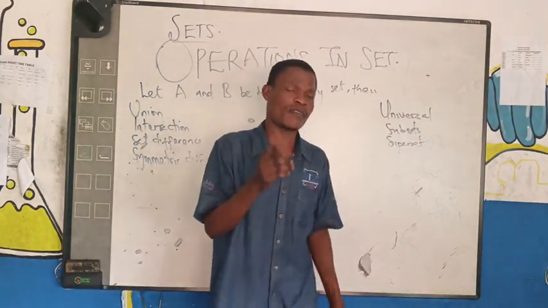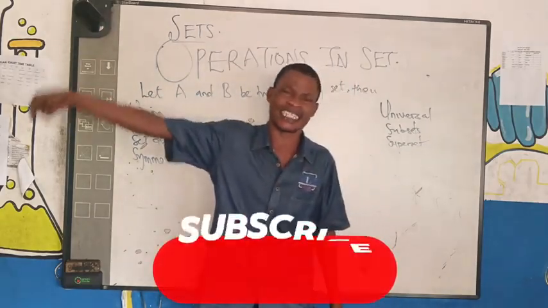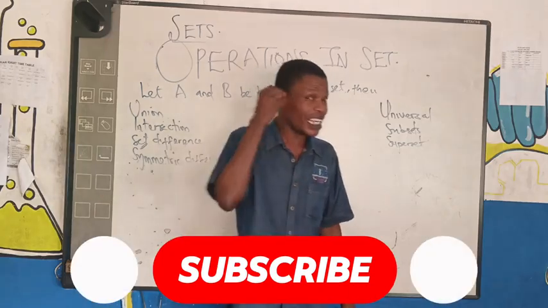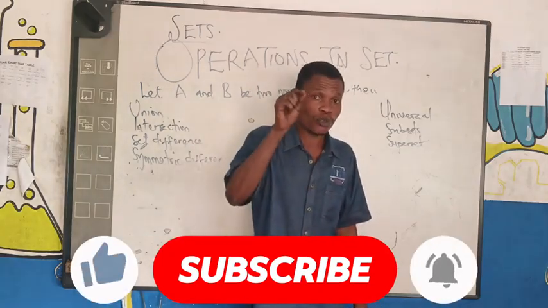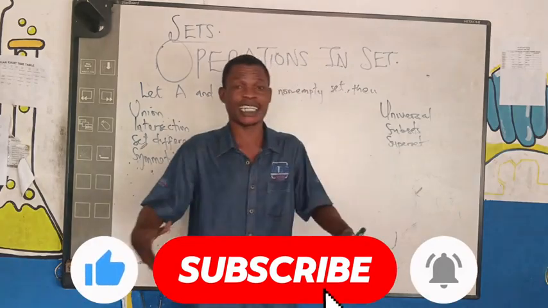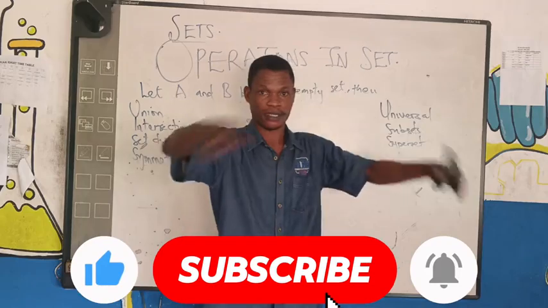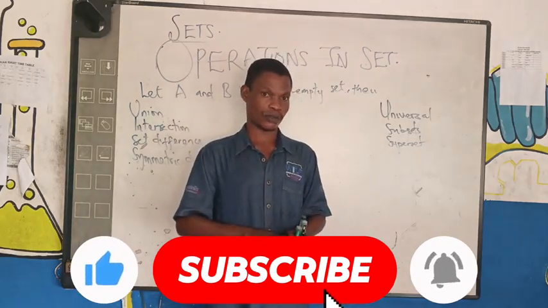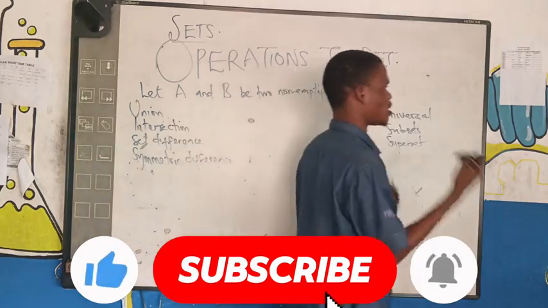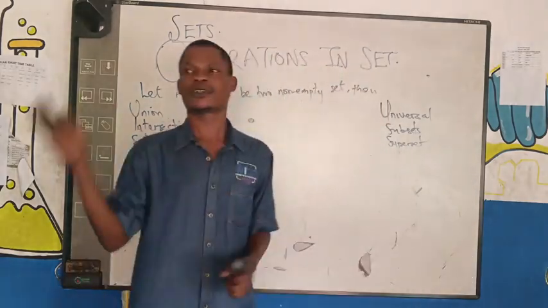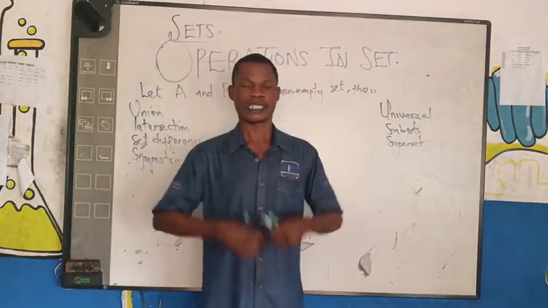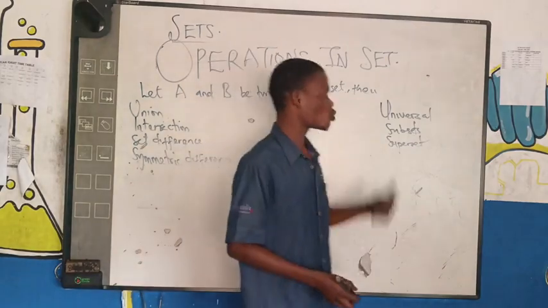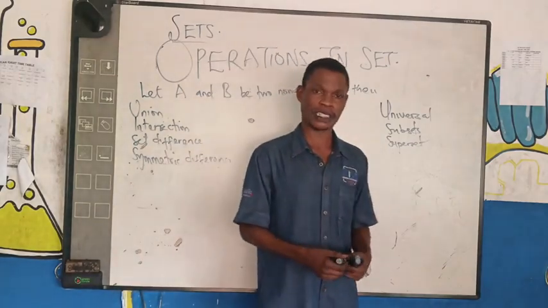Now listen, the universal set of a set may be a subset of another set in another question. But in the question you are given, the universal set is a set that contains all the elements under consideration for that particular question. So you can now give a different definition. Natural numbers, the set of numbers from 1 to 10, may be your universal set. States in Nigeria may be your universal set. You understand now? That's very easy.